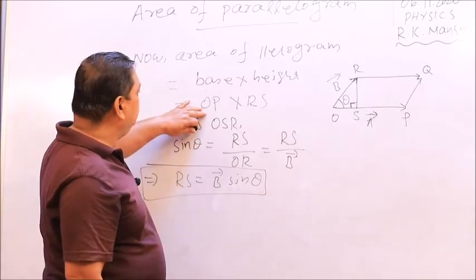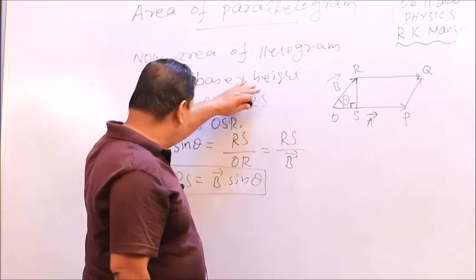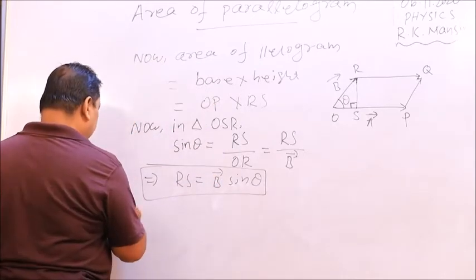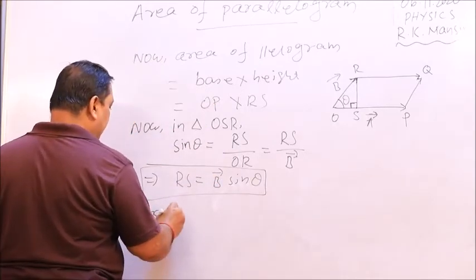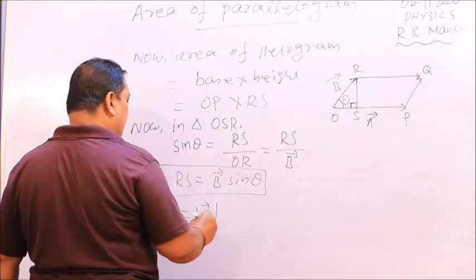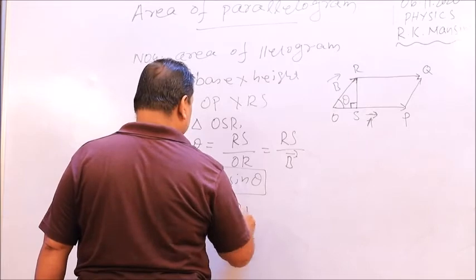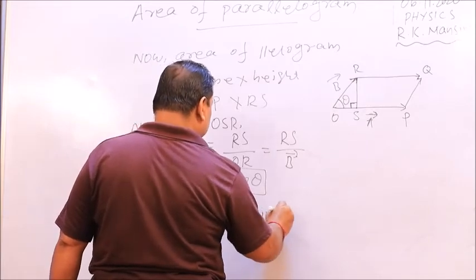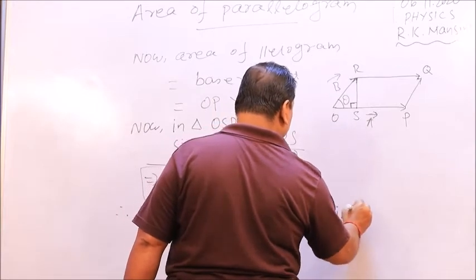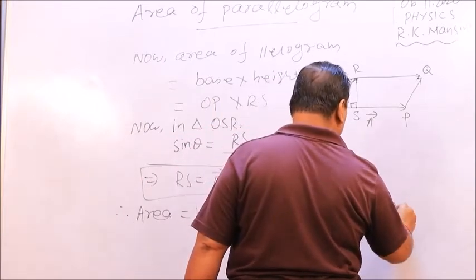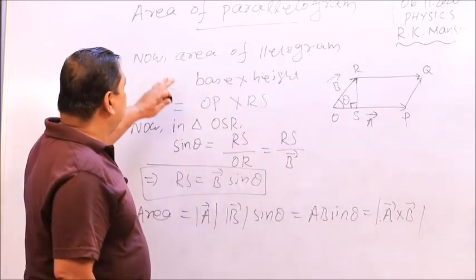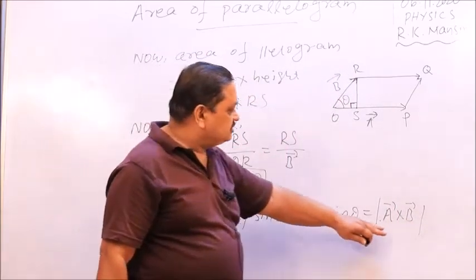So base is OP, that is vector A, and height, that is RS, whose value is B sin theta. Therefore area of parallelogram equal to OP, that is modulus vector A, and this is modulus B sin theta. This is AB sin theta, which is equal to modulus of A cross B. So area of parallelogram formula is modulus A cross B.